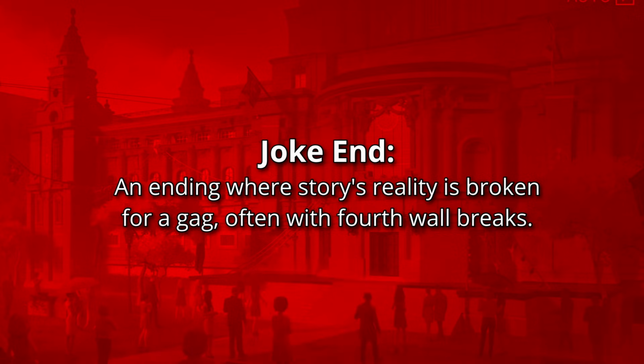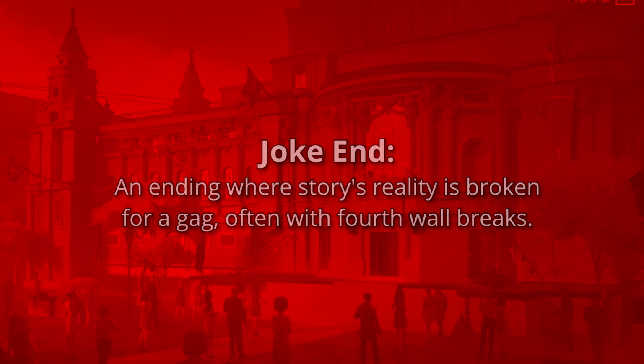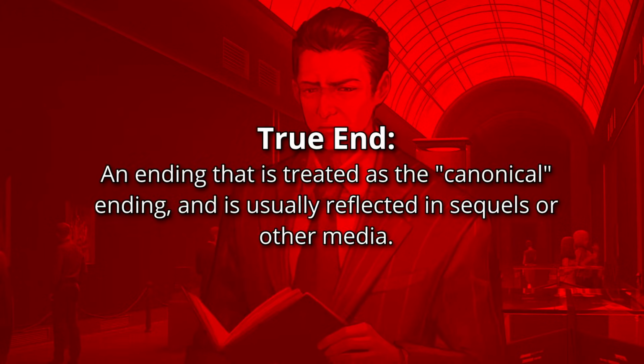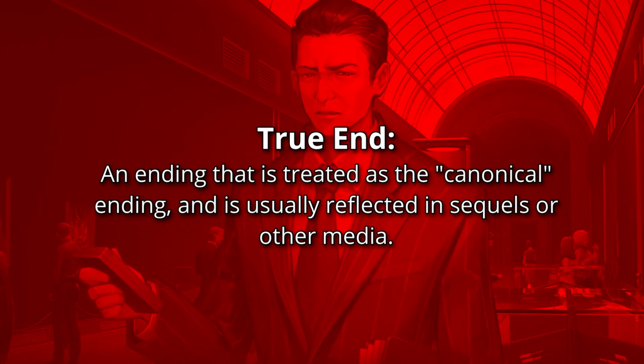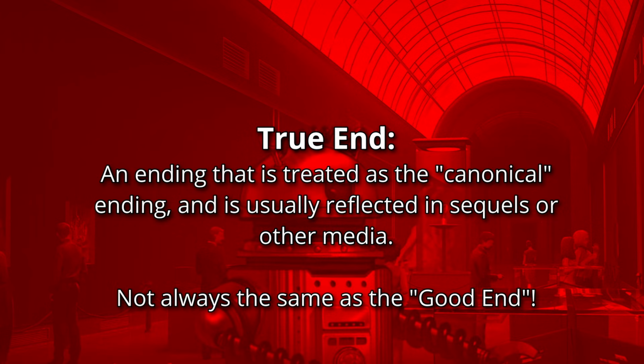This can take the form of fourth wall breaks, characters acting silly, or anything else that the player should not treat seriously. A true end is the ending that's considered to be the most true to the intentions of the author, and is usually the canonical ending reflected if the visual novel continues in sequels or other media. It's usually the good ending, but it could also be a bad ending.